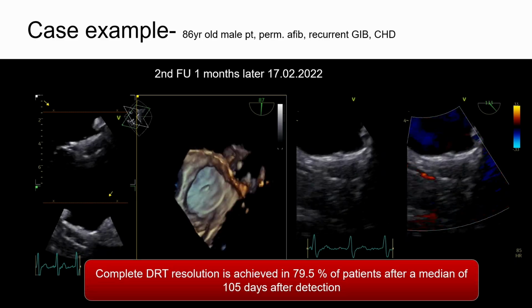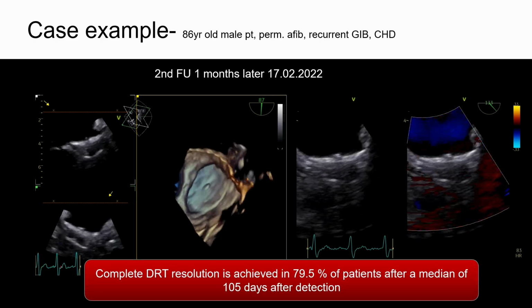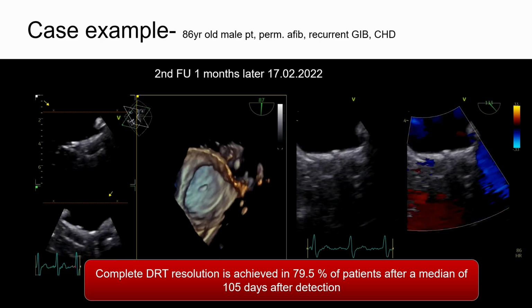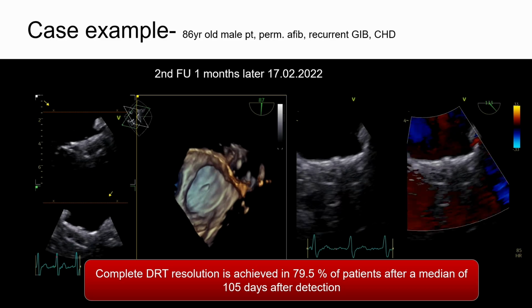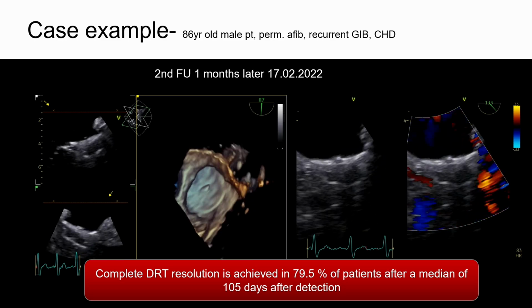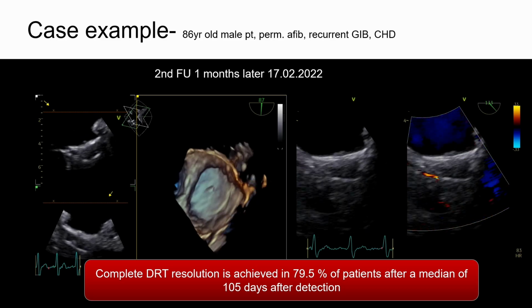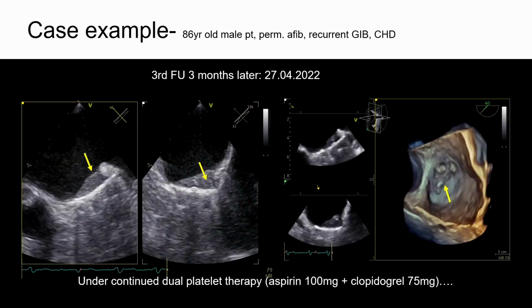So what happened? We know that a complete resolution of DRT can be achieved in about 80% of the patients, in a median follow-up period of 105 days. So this is a pretty long period. So it can resolve. So see what happens 3 months later, okay?